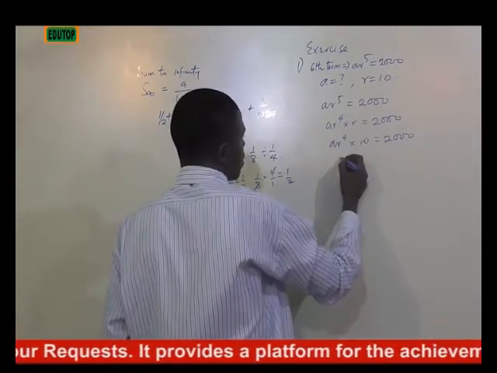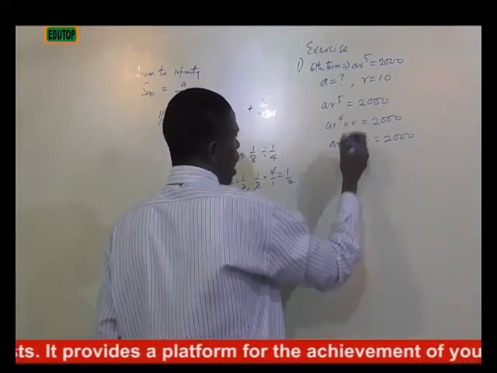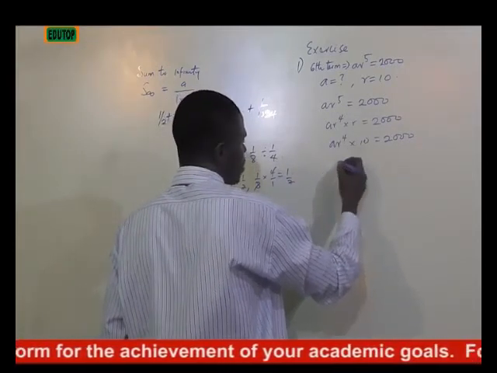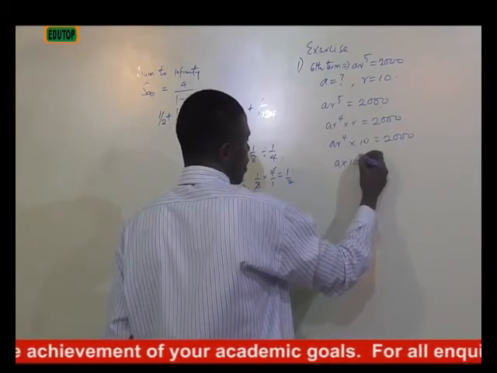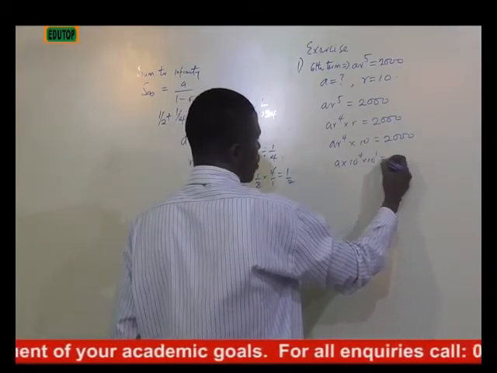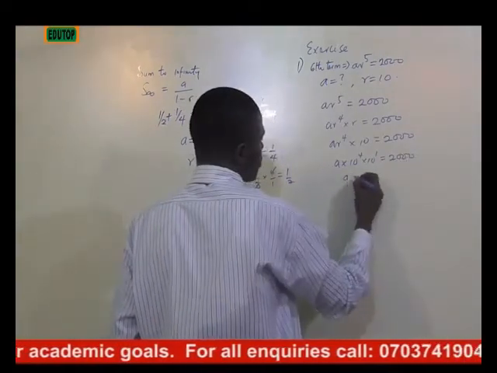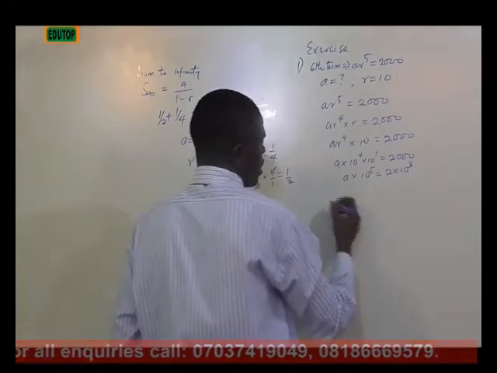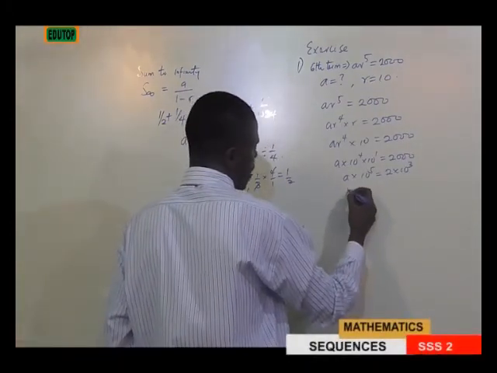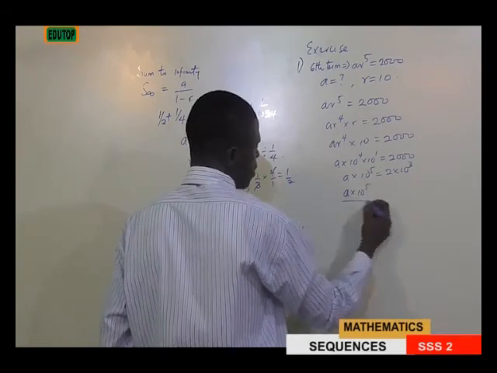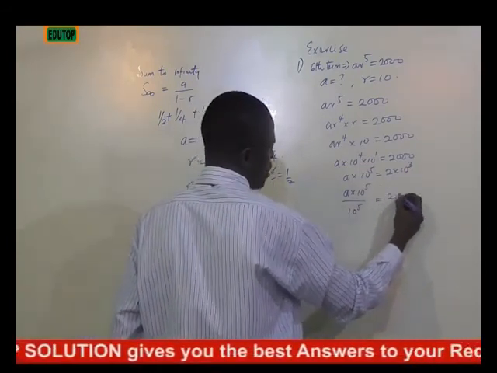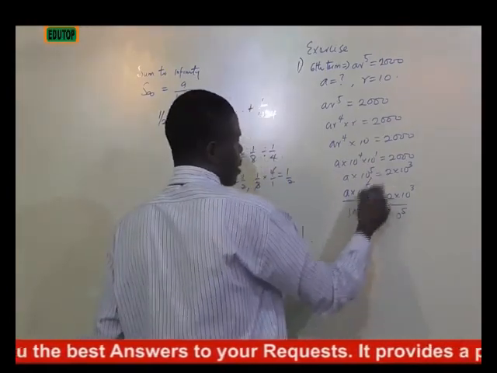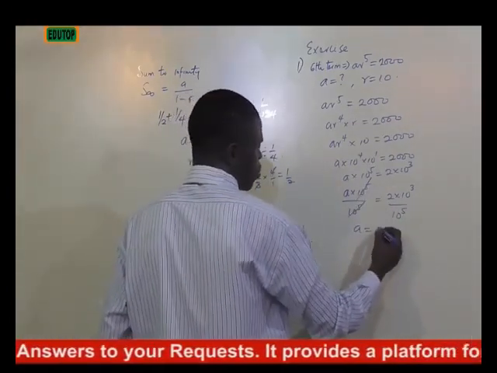Then since our R is 10, we can also write A times 10 raised to the power 4 times 10 raised to the power 1 equals 2,000. Then this becomes A times 10 raised to the power 5, which equals 2 times 10 raised to the power 3. Then we divide both sides by 10 raised to the power 5. By dividing both sides by 10 raised to the power 5, this cancels this, and you have A equals 2 over 1.